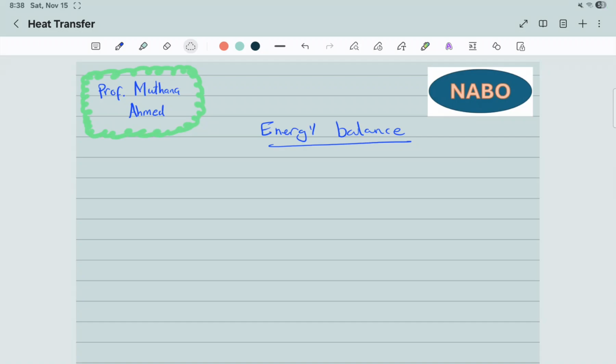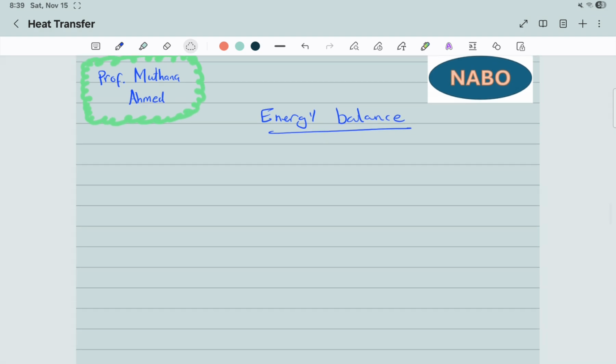Hello everyone, in today's class we're going to go through the energy balance in heat transfer. There are two types of energy balance. There's one that can be done on the control volume, which is the system, and there's one that can be done on a small section of the system, which is the control surface. It's done on the surface of the control volume. So we'll start with the first one.